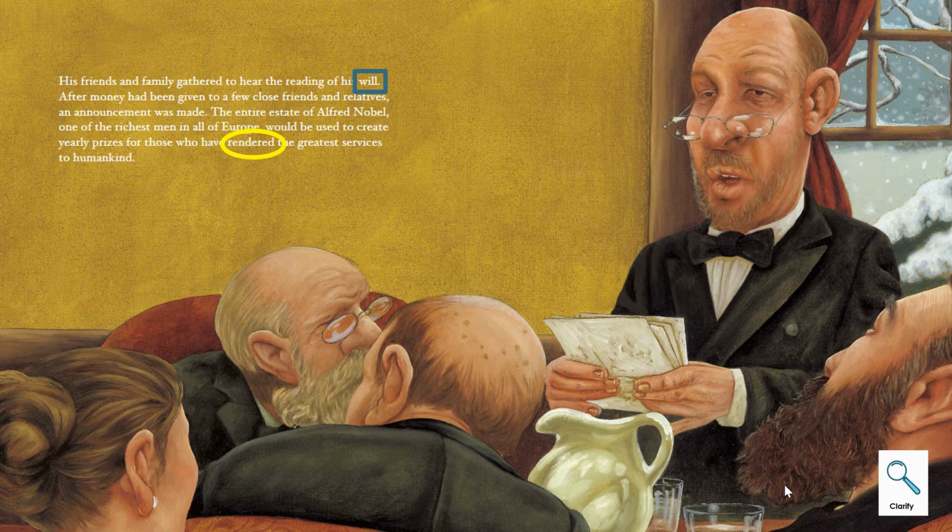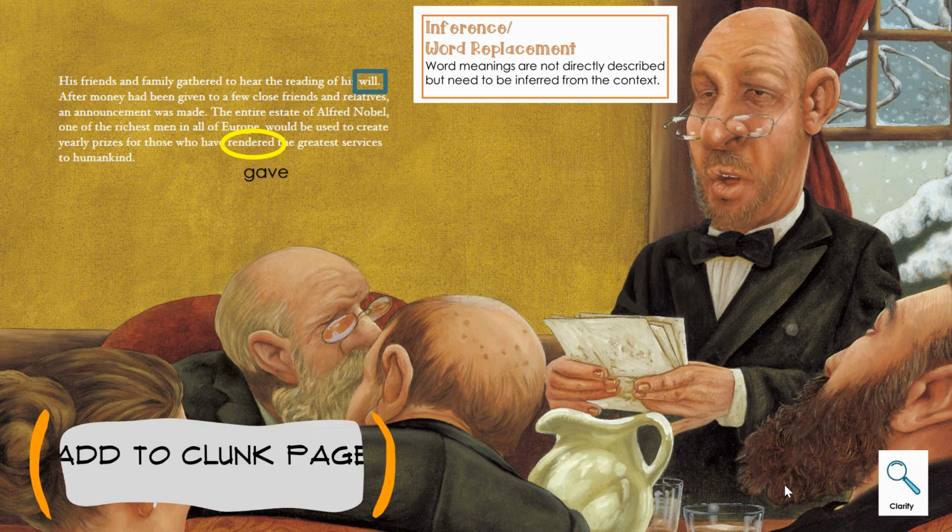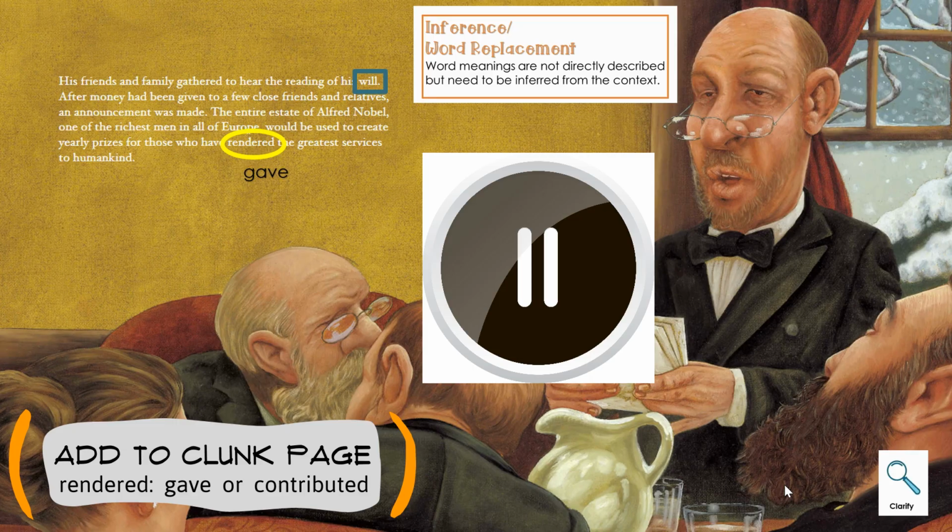Let's look at the word rendered. One of the richest men in all of Europe would give his wealth to create yearly prizes for those who rendered the greatest services to humankind. We don't have word parts, and the author didn't define it or give us synonyms or antonyms, so this is one that we just have to use our inference or our best guess for. He's giving prizes to people who gave or made the greatest services to humankind.